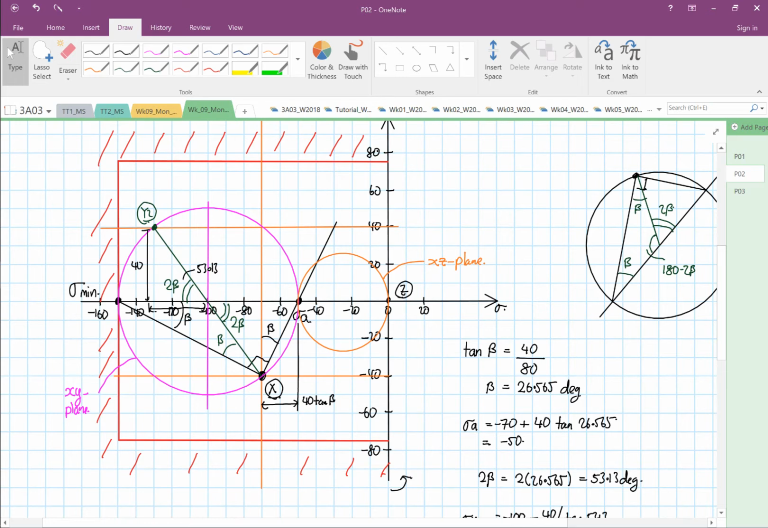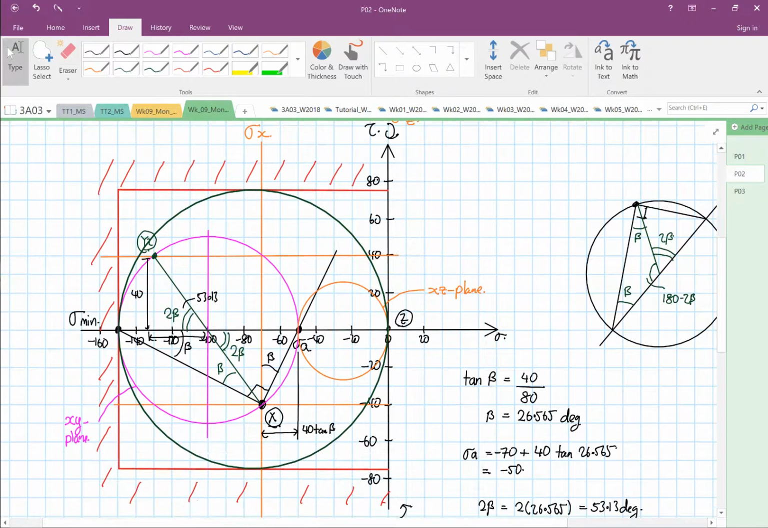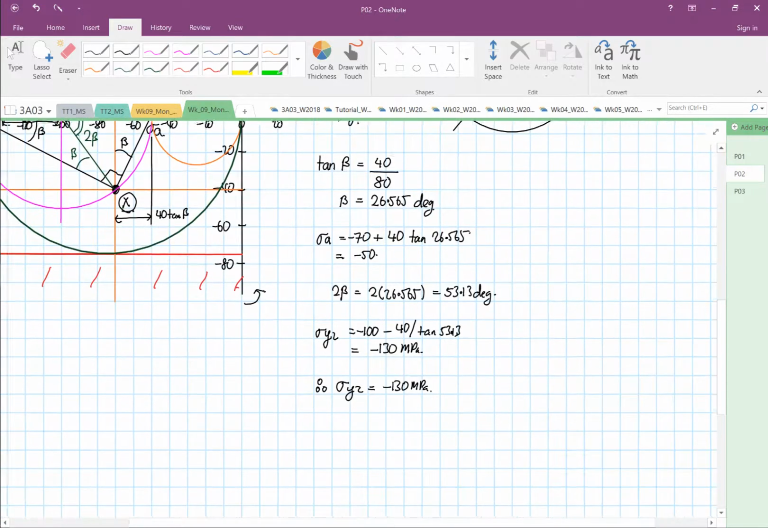And the last circle, let me do it in green, is going to be drawn here. That corresponds with the 75. So this circle over here is our YZ plane. So this is our Mohr circle. I'm going to stop here, and I will come back again.